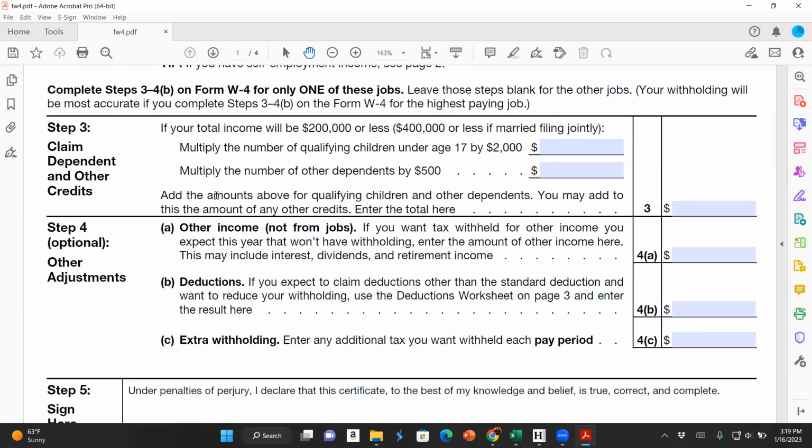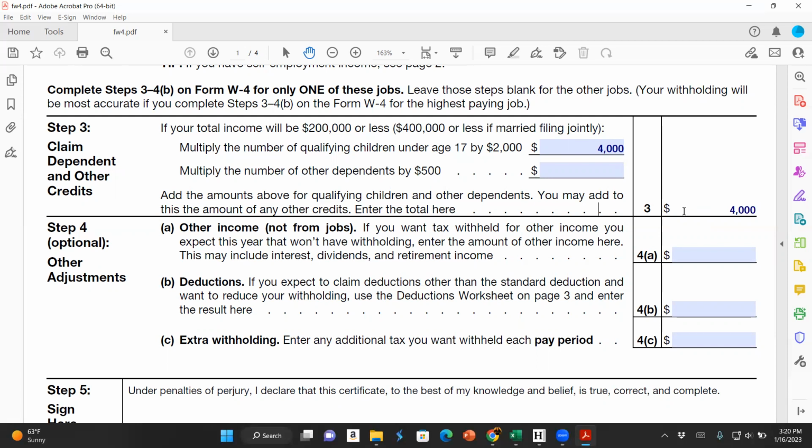So we're going to skip step 2 and go to step 3, where you claim a dependent and other dependents. Now, Billy Bob's total income is going to be $200,000 or less. And then, like I said, he has two daughters under the age of 17. So what we're going to do is take the number of qualifying children under the age of 17, which is 2, and multiply by 2,000. So right here, we're going to take that 2 times the 2,000, and we have 4,000. Now, he doesn't have any other dependents. Like I said, this could be maybe a child in college, but they're not under the age of 17. That would be an example of the 500, but we don't have that here today. So we're just going to leave that blank. So his total amount for qualifying children and other dependents is going to be that $4,000.